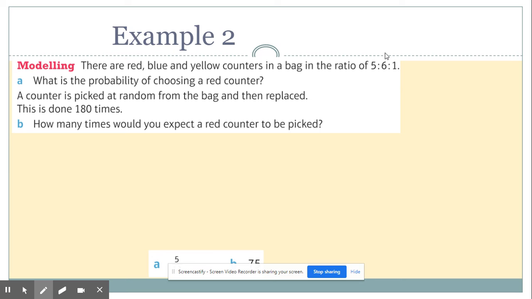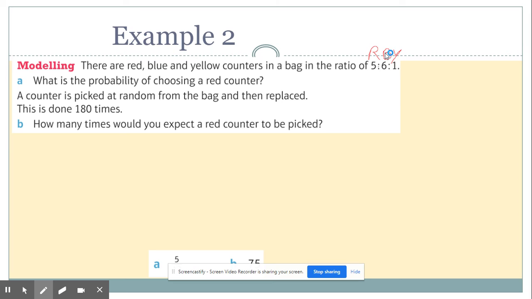So red is 5, blue is going to be 6, and yellow is 1. So red, blue, and yellow. What is the probability of choosing a red counter?